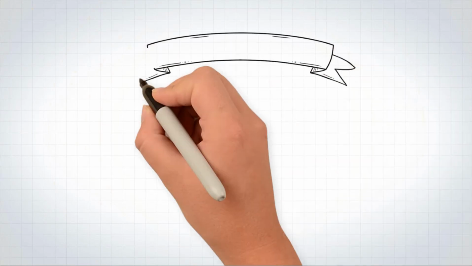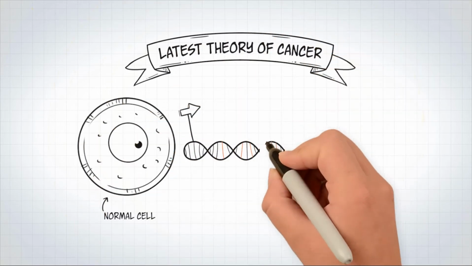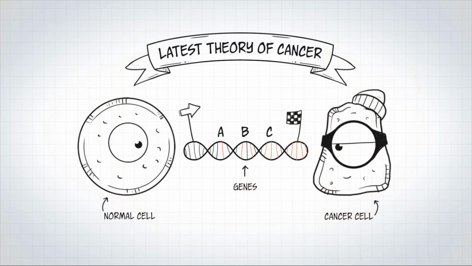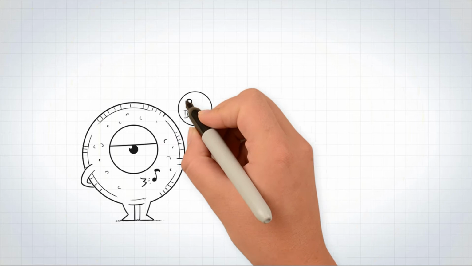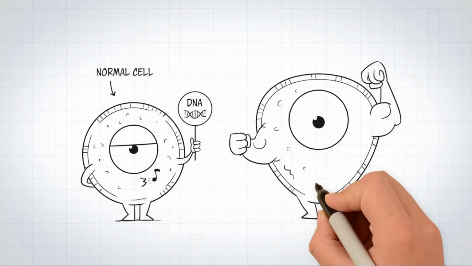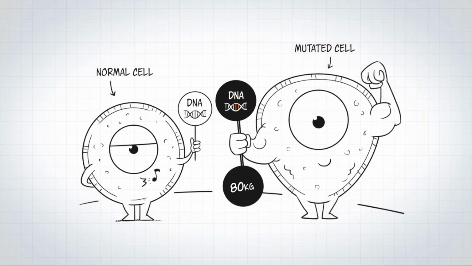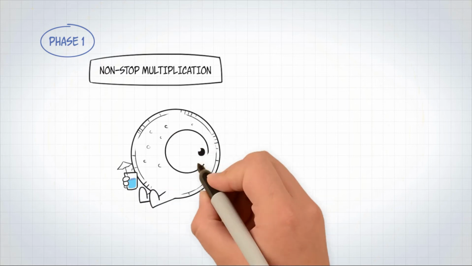The latest theory of cancer is that a normal cell becomes cancerous when it undergoes several phases of genetic mutations in one or more genes that regulate vital processes. In other words, a mutation is a change in cell DNA that may or may not be beneficial to our body. In this video, we will look at the 10 phases that lead to cells becoming super powerful, the so-called cancer cells. Phase 1. One of the potential mutations is uncontrolled cell division.